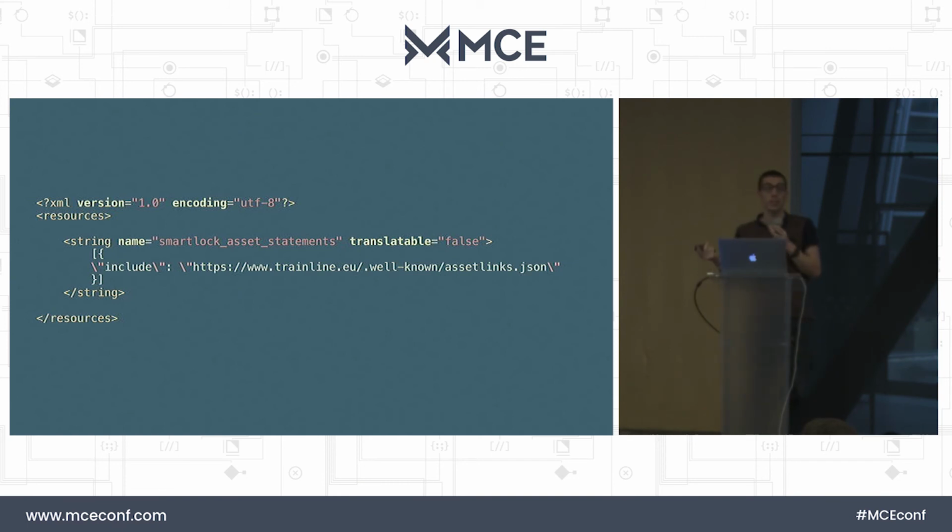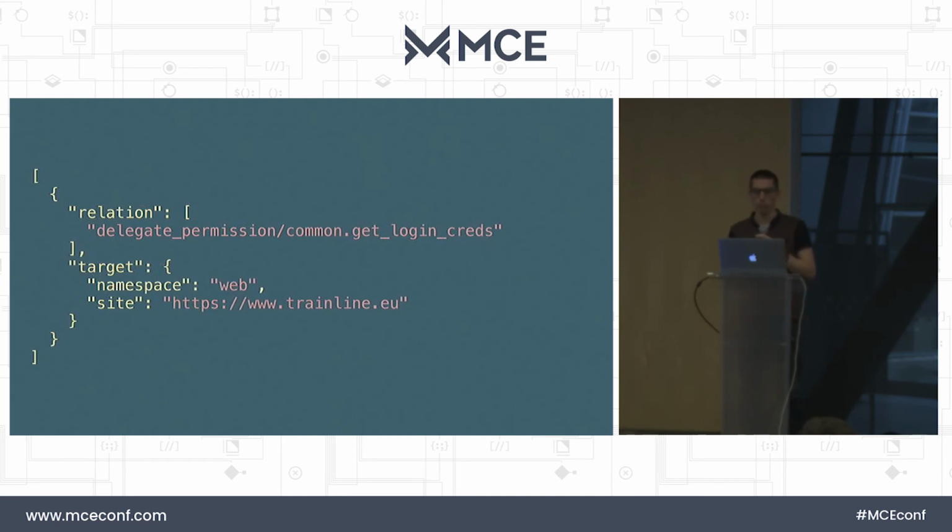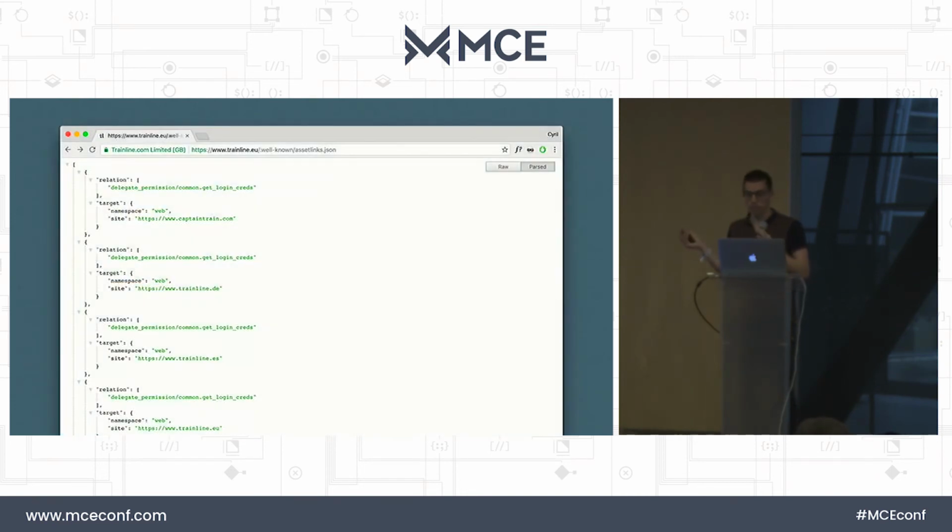So it's the exact same file that we've done before, but we will put some information to say, hey, the Android application can share or can delegate some permission to the website. And what we will do is that we will just add some blocks. So in this case, we say that the source is delegating to the target. So the source, the Android app, is delegating the get login credential to the target, which is the website. Okay? That's pretty much it.